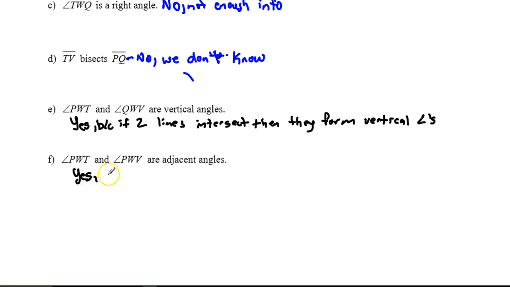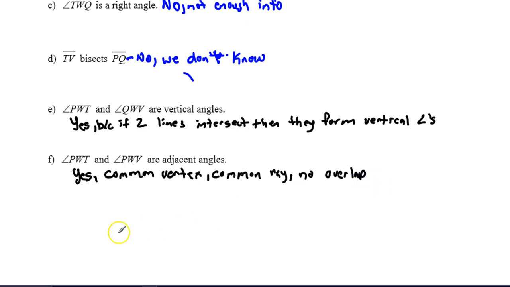And the reason is common vertex, followed by a common ray. Common means they both share it. And no overlap, or no common interior points, is another way of saying that.